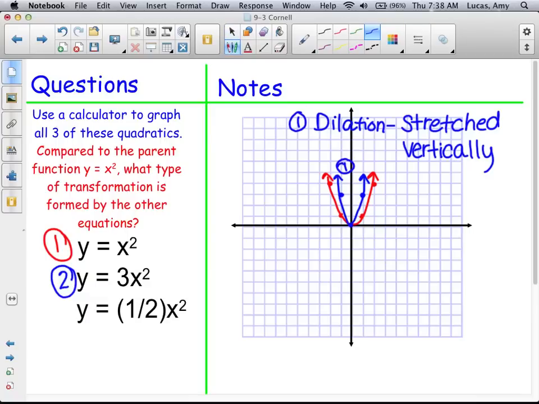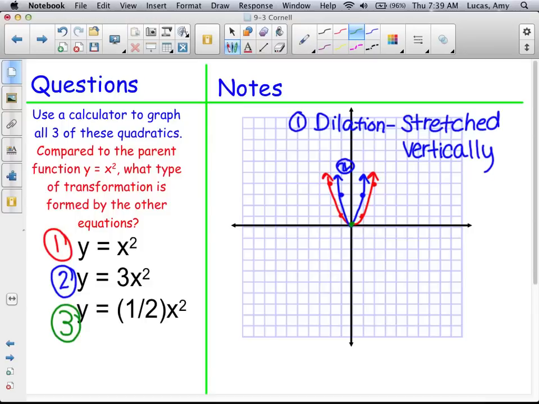This should be a number 2. Okay, and number 3. Y equals 1/2 x squared. Please remember, if you're putting this in your graphing calculator, you really need parentheses around the 1/2 and use the division sign on the fraction. Otherwise, you could convert it to a decimal, 0.5.